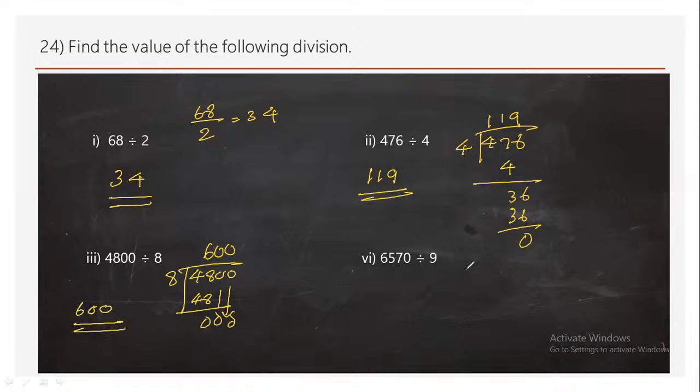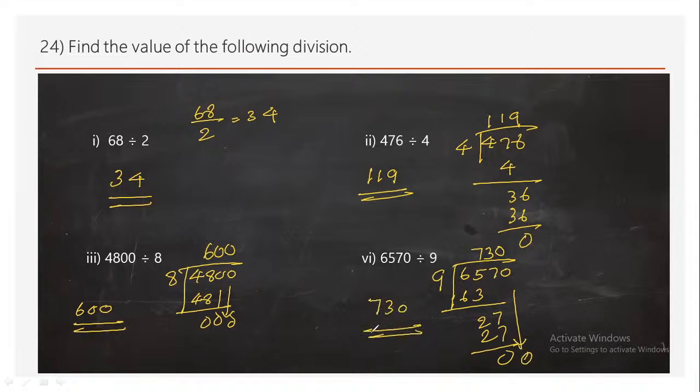Now divide here. 6,570 by 9. 65, how many 9s are there? 63, there are 7. 7 times 9, 63. 27, how many 9s are there? 3 times 9, 27, 0. Borrow this 0 here. 0 don't have. 730. Answer is, then you can follow the long division method, right? And you can get the answer.